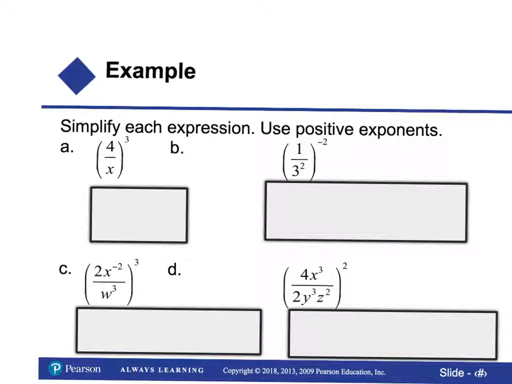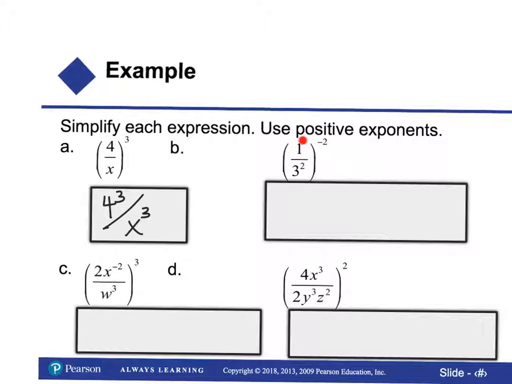In these problems, we are applying the exponent again, but to a quotient. So we have 4 to the 3rd over x to the 3rd. A quotient is a division problem. So remember, fractions are division, so this is a division problem. So 4 to the 3rd over x to the 3rd.